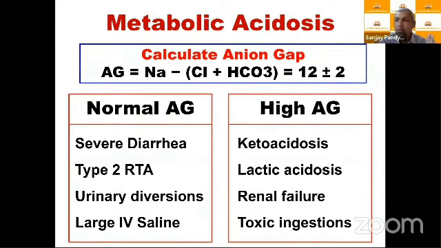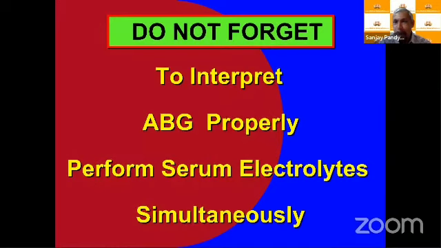So these are some of the basic things. Now, if you remember this slide, I had put it even previously, do not forget to interpret ABG properly, and perform serum electrolytes simultaneously. Why? Why do we want to have serum electrolytes?